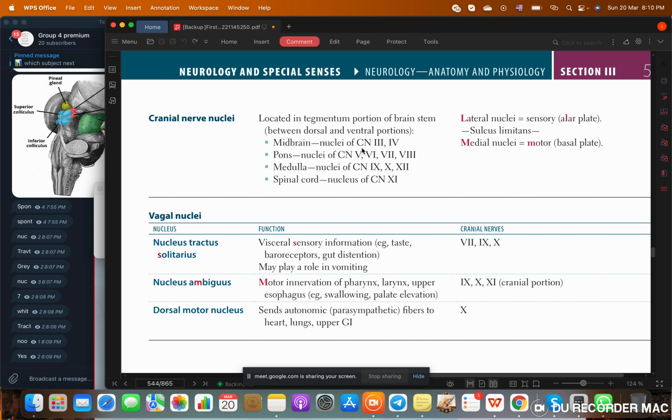It still grows. So the nuclei are located in the tegmentum portion of the brain stem, which is located between the dorsal and the ventral portion. So if you have a brain stem like this, you always have these 3 areas: anterior area, tegmental area, and posterior area. So the midbrain has the cranial nerves 3 and 4, pons 5, 6, 7, 8, medulla 9, 10, and 12. While the spinal cord has the nucleus of cranial nerve number 11.